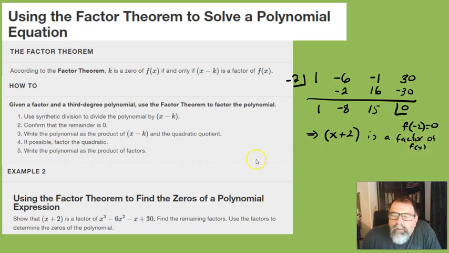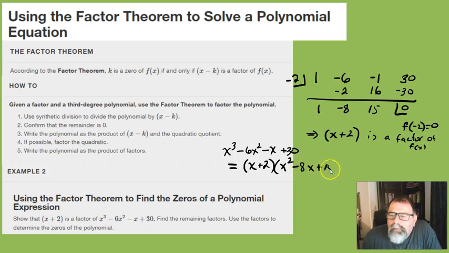Okay, so I can rewrite this polynomial, x cubed minus 6x squared minus x plus 30, as x plus 2 times the quotient, x squared minus 8x plus 15. And then if I can factor this trinomial, then I can have it factored all the way out. So I want factors of 15 that add to 8. So that'd be 5 and 3.